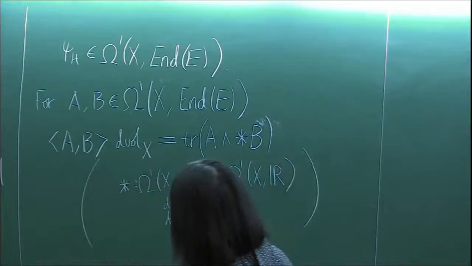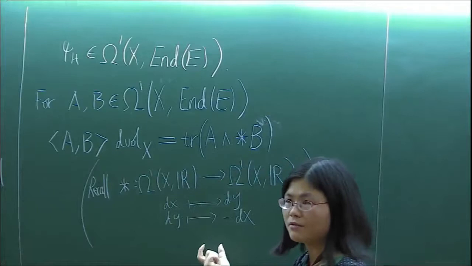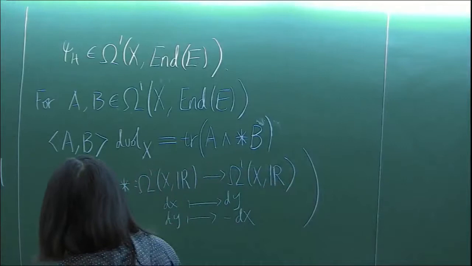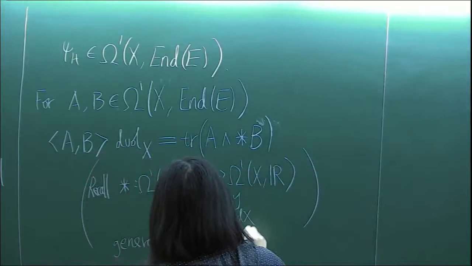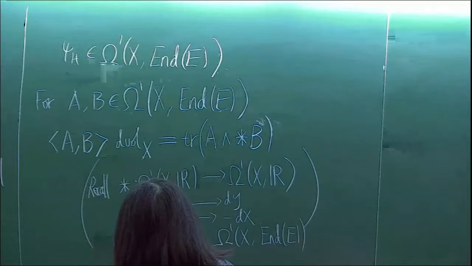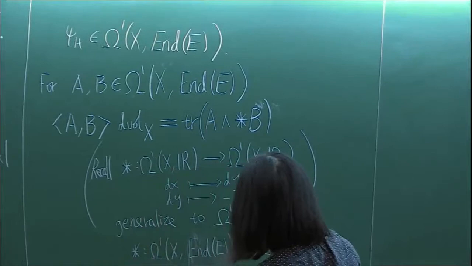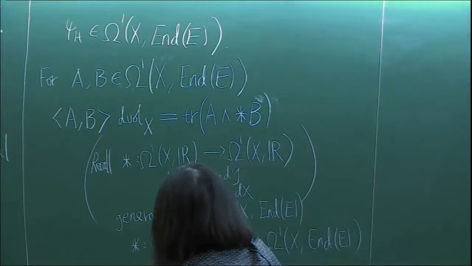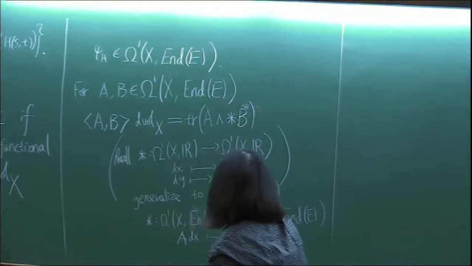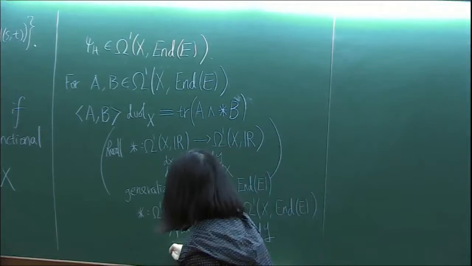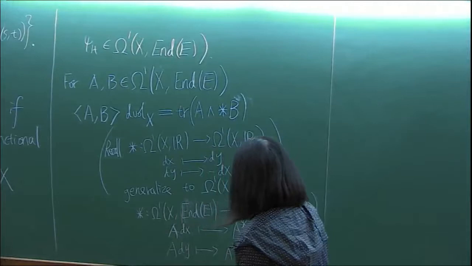So recall, the Hodge star, originally defined just on the one forms over the surface, is defined in this way. But now we generalize the definition on this X valued in the endomorphism of E. So dx goes to dy, a of this times a of star h of dy. Similarly, a of dy goes to a star h times minus dx. So we separately do this star operation.